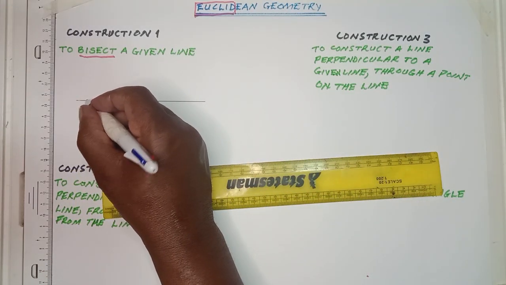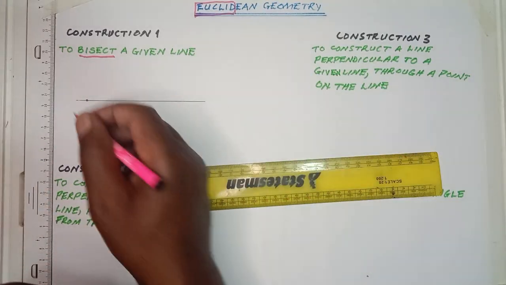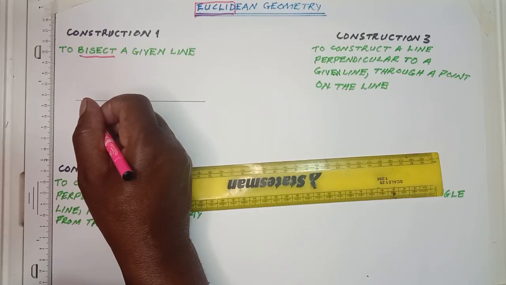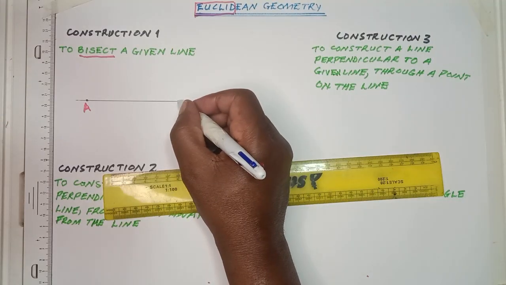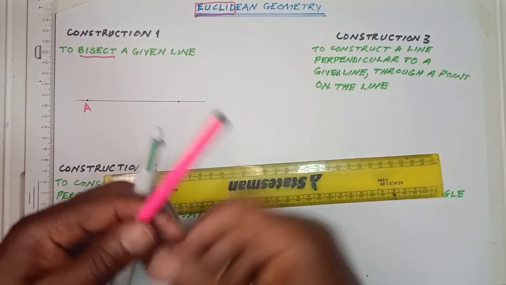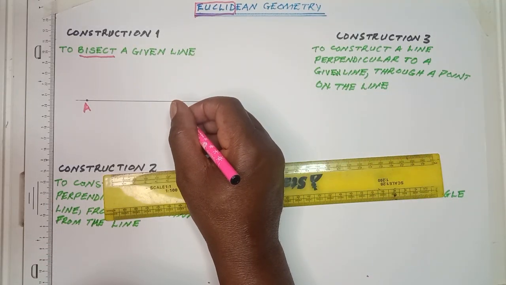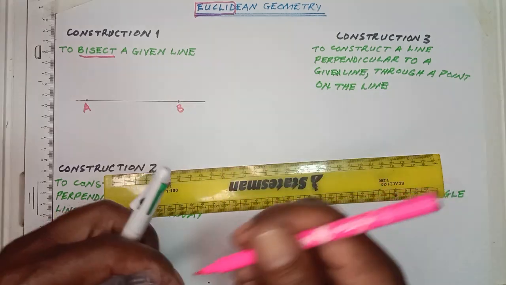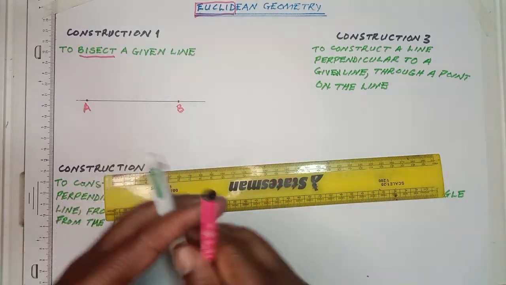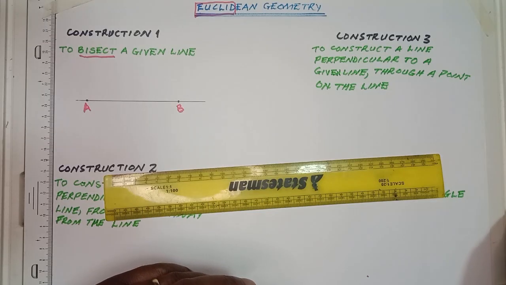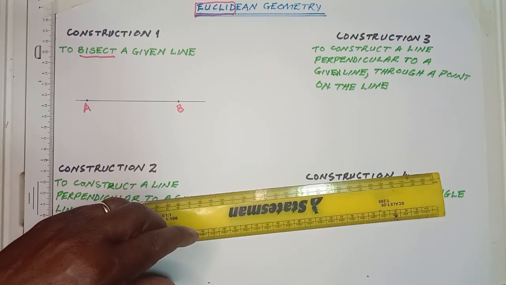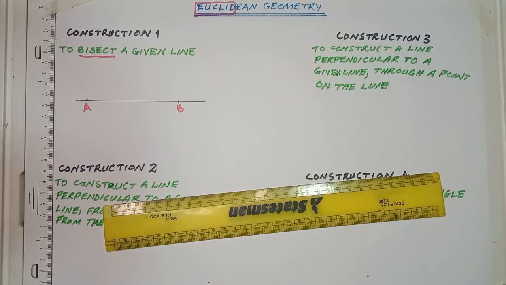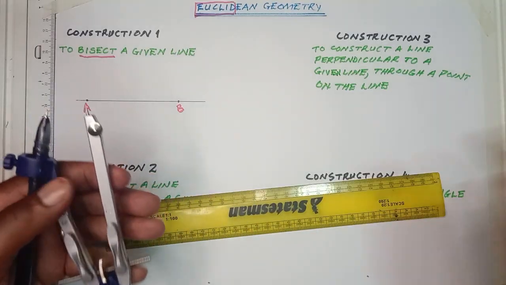Then we decide on a starting point. Let me call this point A. Then we decide on an end point, and we call this point B. So we want to bisect this line, to divide it into two equal parts without using the algebraic method, but using the geometric method. So we can use instruments called compasses.